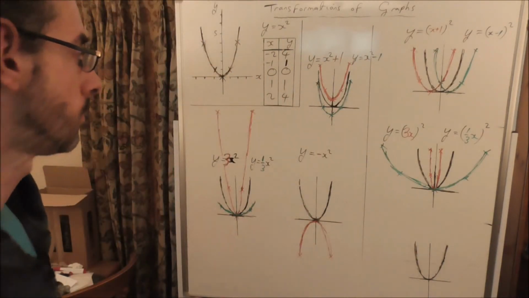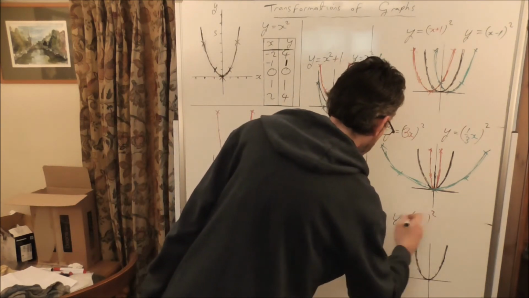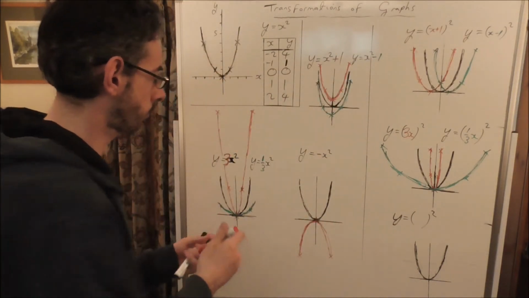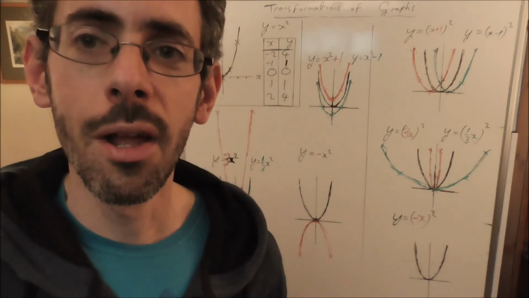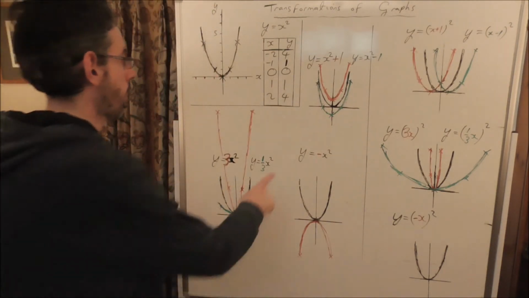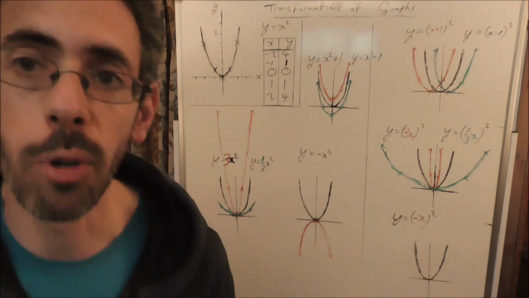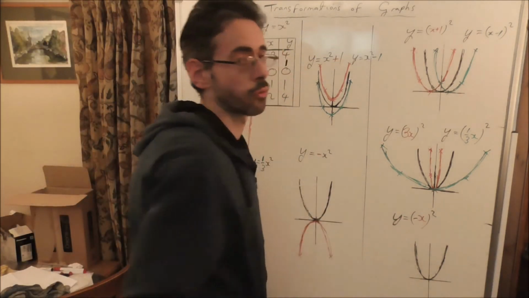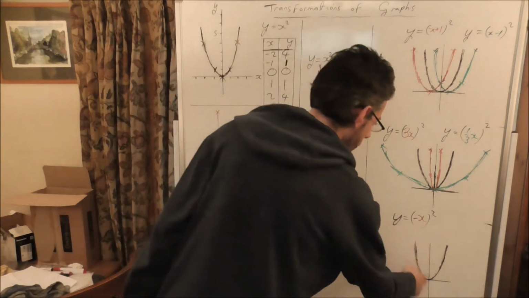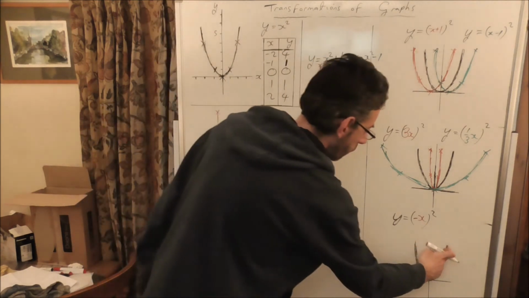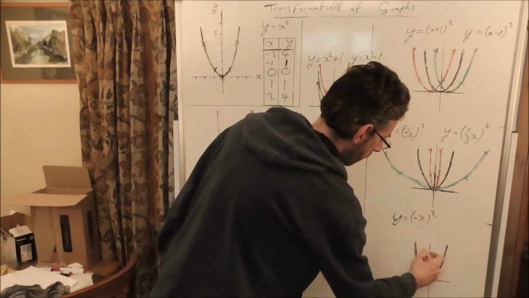So one more. Let's take the original equation, y equals x squared, and let's replace x with minus x. What effect is that going to have on the graph? Well, we saw that when we stuck a minus sign in front of the whole thing, that reflected it vertically in the x-axis. If you replace x with minus x, it's going to do a horizontal transformation, and it's going to reflect it in the y-axis. So we need to reflect this graph in the y-axis. This side is going to get reflected across to here, and this side is going to get reflected over to there.